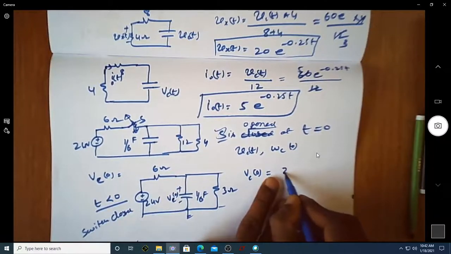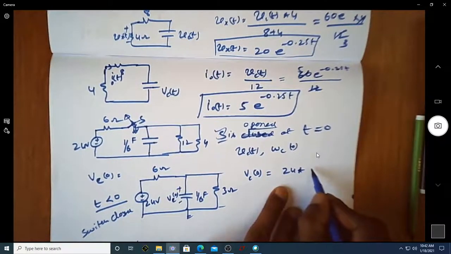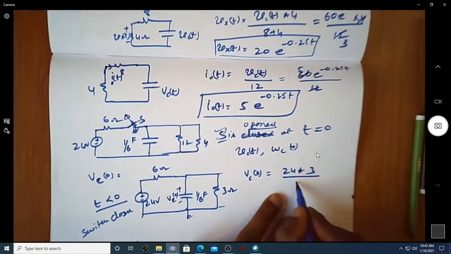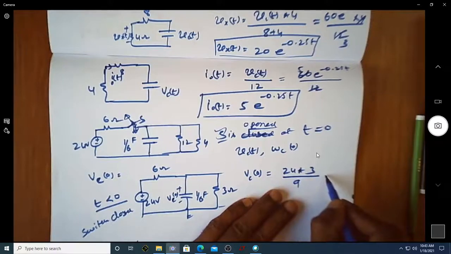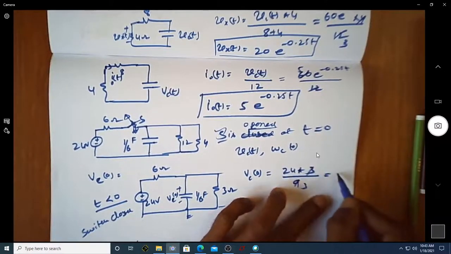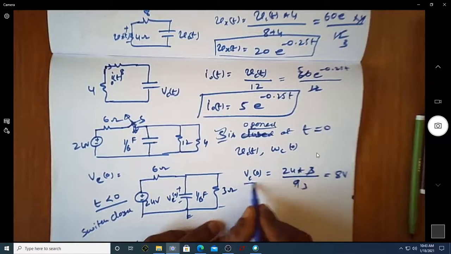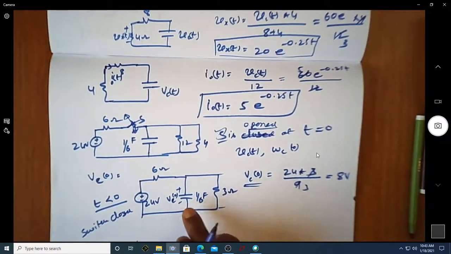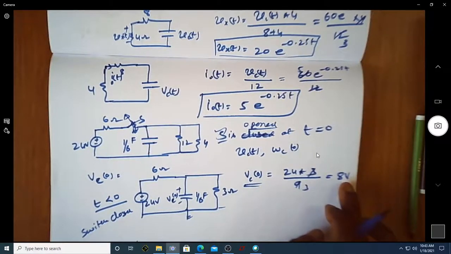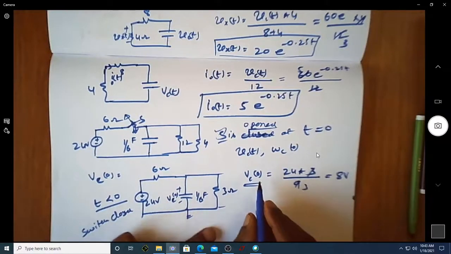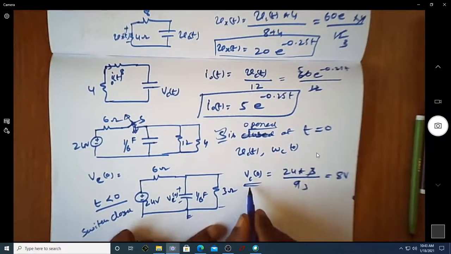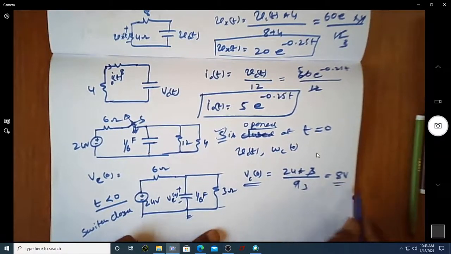It's actually 24 volt multiplied by 3 ohm divided by the overall resistance, which is 9. So if you solve for this, this happens to be 3 and this is 8 volt. So the capacitor will initially hold a charge corresponding to a voltage of 8 volts, and of course we have a capacitance of 1/6 farad. So now we know the initial voltage across the capacitor.